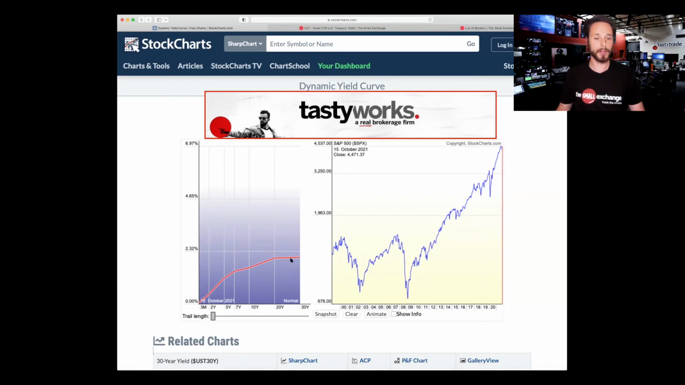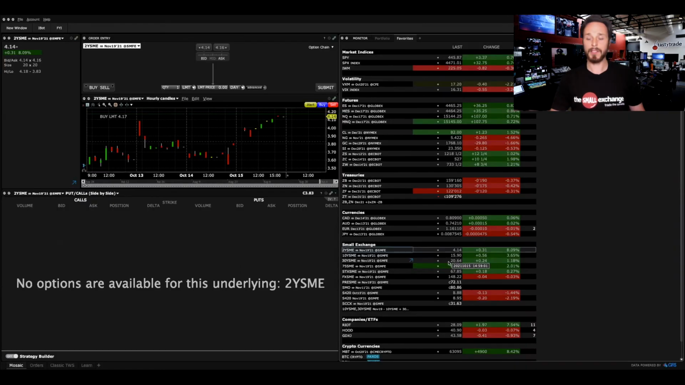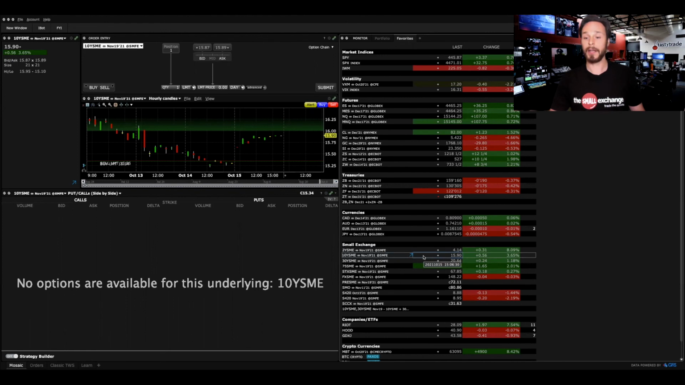So you can see the 30-year yield here is trading just under 2.3%. These prices shown here are literally what the yields are trading for right now. So these are the interest rates. You just have to move the decimal place over. So for the 2-year yield, it's trading at 4.14. So you just move the decimal place. So that means that the interest rate is 0.414%. And the 10-year smallest product is trading at 15.9. You just move the decimal place over 1. So the interest rate is 1.59%.